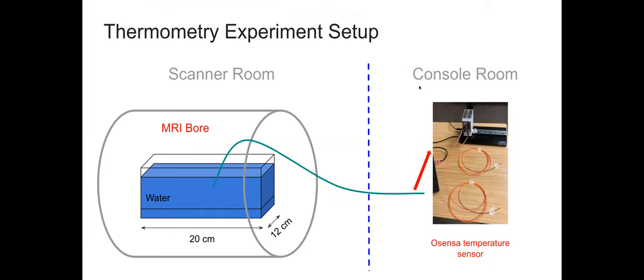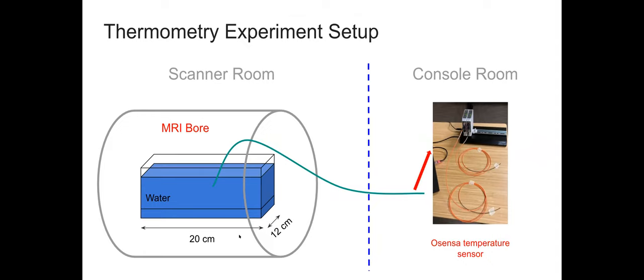So to validate using PRF shift to perform MR thermometry, we performed an experiment with the following setup. Hot water was placed inside a plastic container at the isocenter of the MRI machine bore. The Osensa fiber optic temperature sensor, as shown here, was set up in the console room, and the tip of the extended cable was placed inside the water to monitor real-time temperature change.